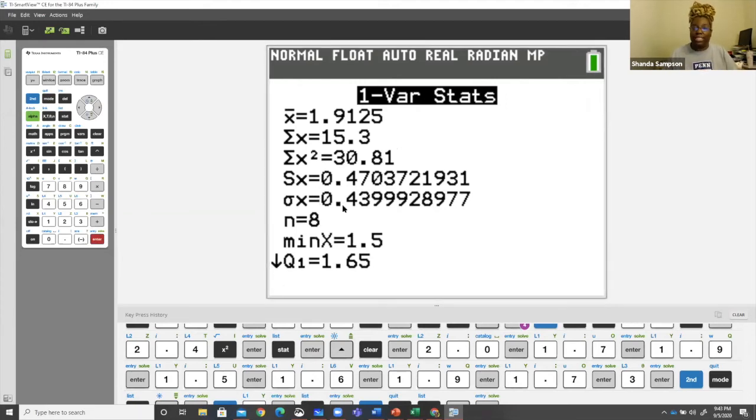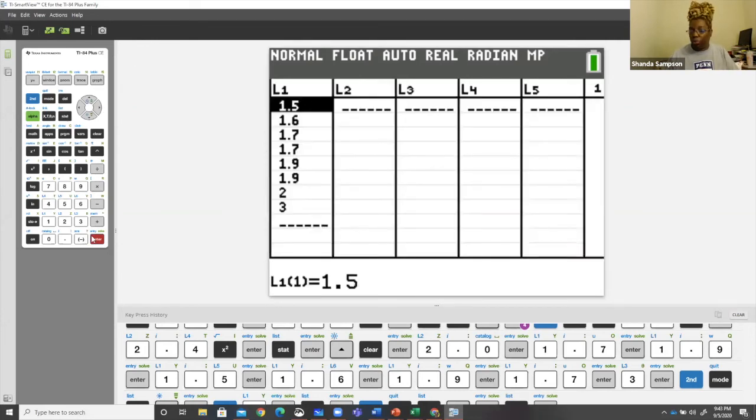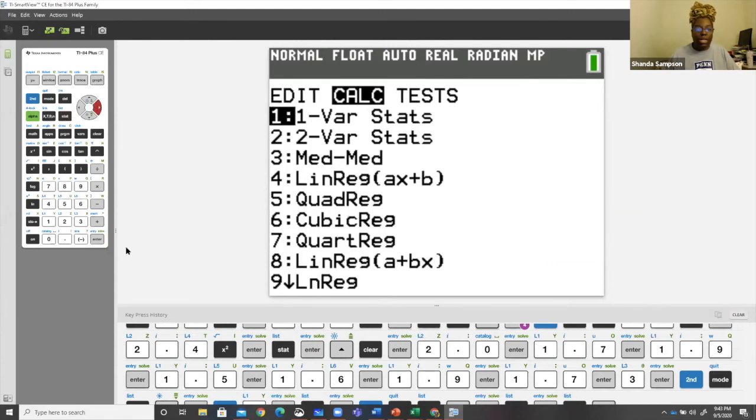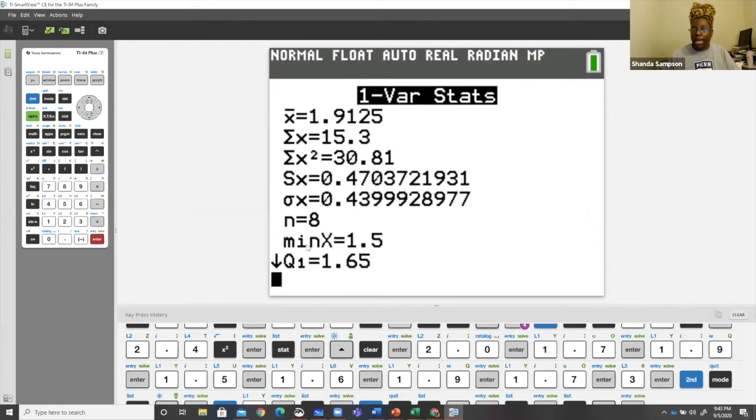Now, how many decimal places did our data have? If you look back at your data, we had 1 decimal place. That's the highest number. Yes, 3 and 2 had none, but we had 1 decimal place. So because we had 1 decimal place, we need 2 in our answer. So our sample standard deviation is going to be 0.47. A lot of times I don't put the zeros in front. It's going to be 0.47.